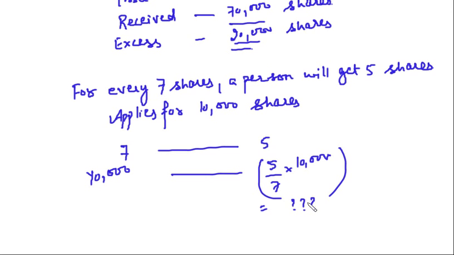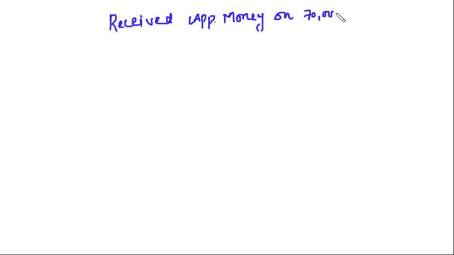Now the question is, we are not rejecting the applications, we are allotting people some shares. Now, what is the issue in this? The main issue is we received application money on 70,000 shares. Isn't it? We received applications for 70,000 shares. We received application money on 70,000 shares. Right? 7 lakh, say.